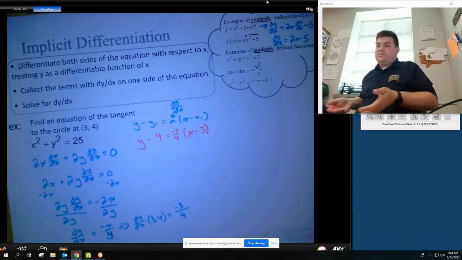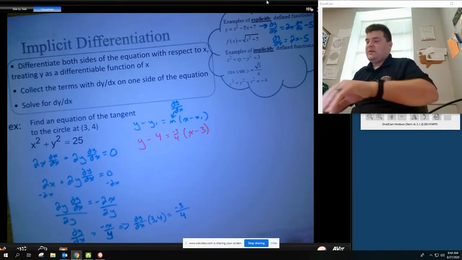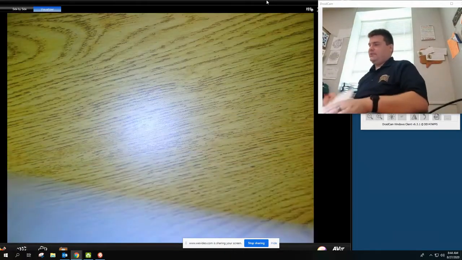So that's implicit differentiation in a nutshell. Let's go ahead and do one more example, a little bit on the tougher side.